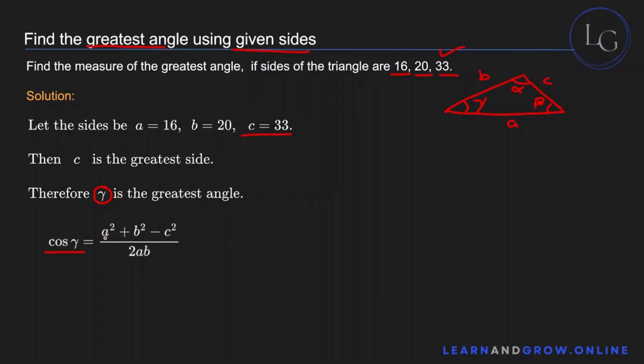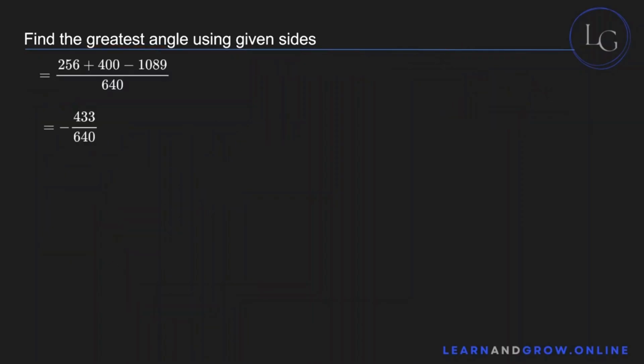Cosine gamma is equal to a square plus b square, basically the two sides that make up the angle gamma, minus c square, the side that is opposite to the angle gamma, over 2 into, again, the two sides that make up the angle gamma. So you have all of these values given to you, and so now that gives you minus 0.6766. That's cosine of gamma. So gamma is equal to cosine inverse of this value, which gives you 132.58, right? So that is the largest angle of the triangle.